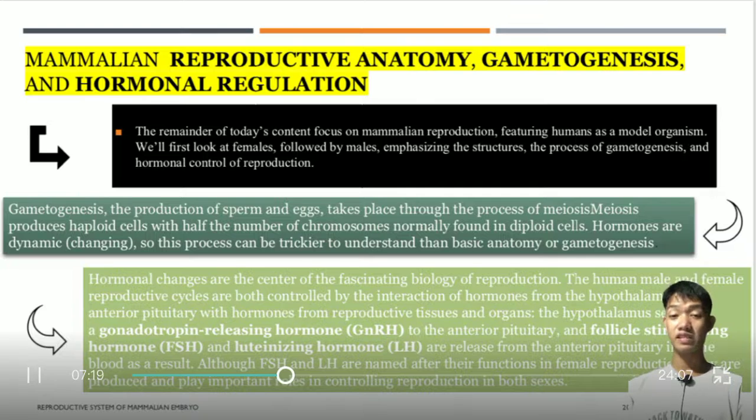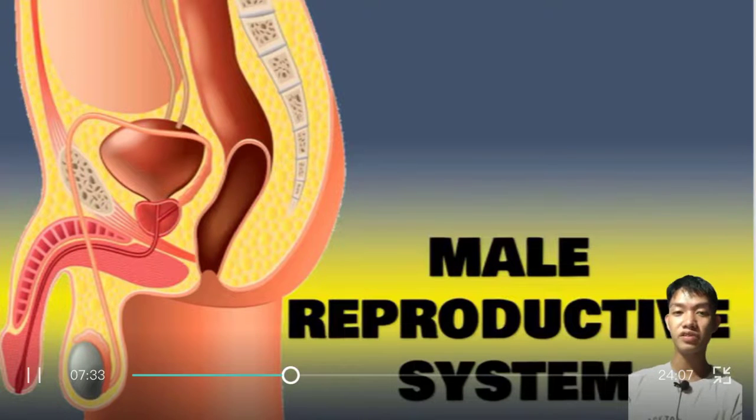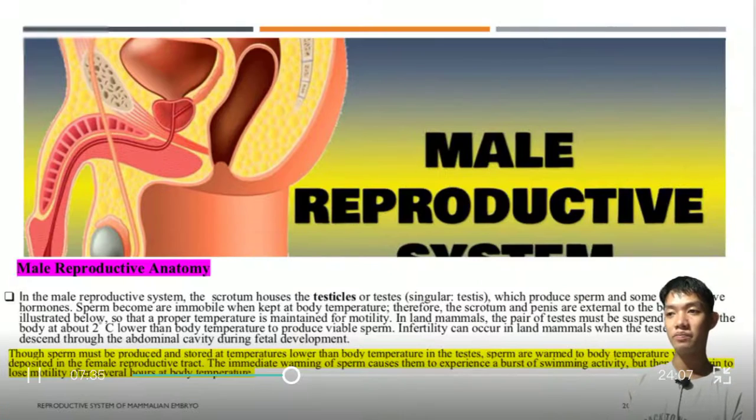So although FSH and LH are named after their functions in female reproduction, they are produced and play important roles in controlling reproduction in both sexes. So here we go, the male reproductive system of the mammalian embryo. So, the male reproductive anatomy.